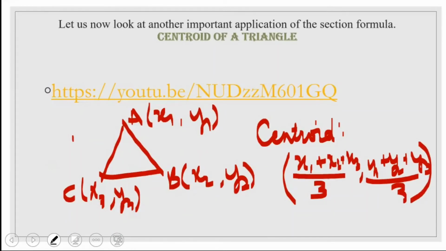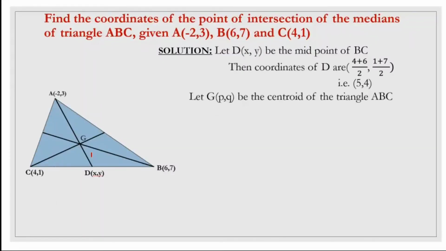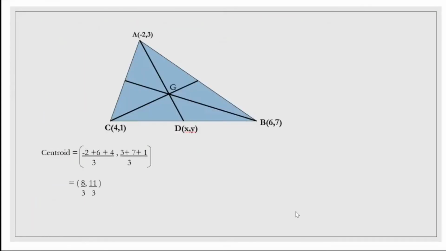You can prove that using this video. It's been done properly for you. You can watch it later on. Now, let us try to do this question. Find the coordinates of the point of intersection of the medians of the triangle ABC, given that A is minus 2, 3, B is 6, 7, and C is 4, 1 are the vertices of the triangle. It has also been solved here for you all. You can watch this video also. The complete question has been done for you.